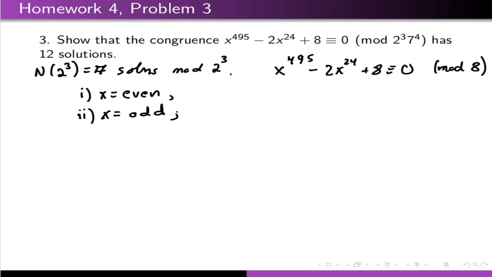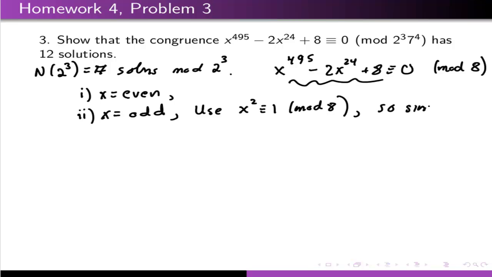When x is odd, you're going to use the fact that x squared would then be congruent to what? 1 squared, 3 squared, 5 squared, they're all 1 mod 8. So you can simplify this equation using this fact. So what does x to the 495 become? What does x to the 24 become? And so you can very readily find all of the odd solutions to this congruence. So you don't need to use any of the lifting concepts for this one. And then we have to go to mod 7 to the 4th power.